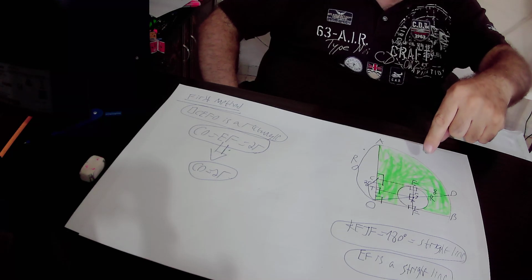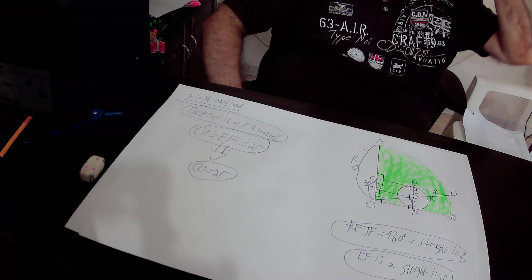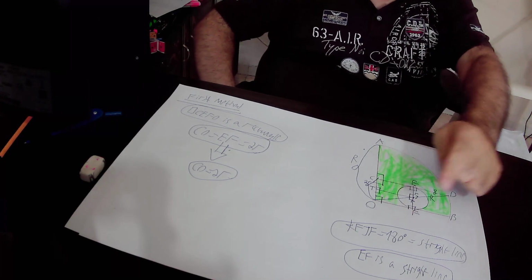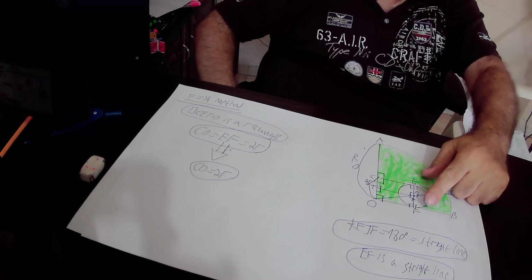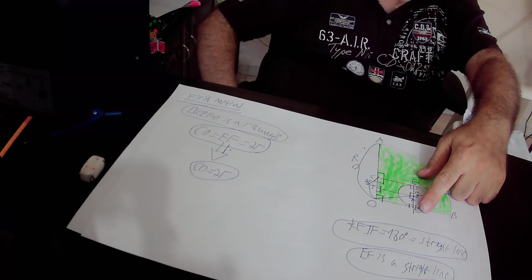Therefore, angle EJF, this angle, equals 90 degrees plus 90 degrees, that is 180 degrees. Angle EJF equals 180 degrees, therefore it is a straight angle. If angle EJF is a straight angle, then EJF is also a straight line, and if EJF is a straight line, then line segment EF is also a straight line.